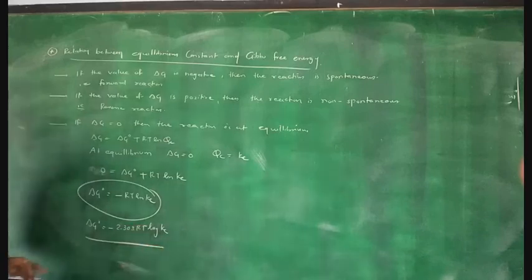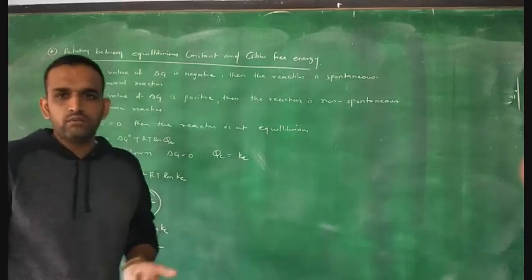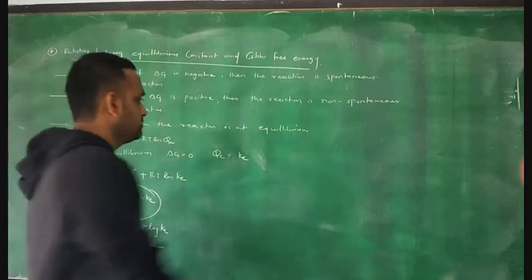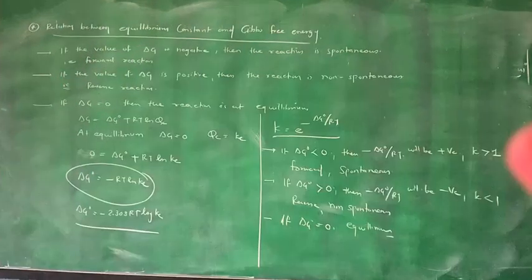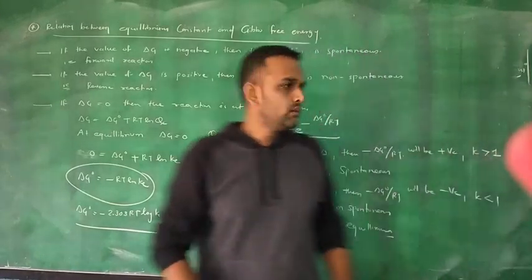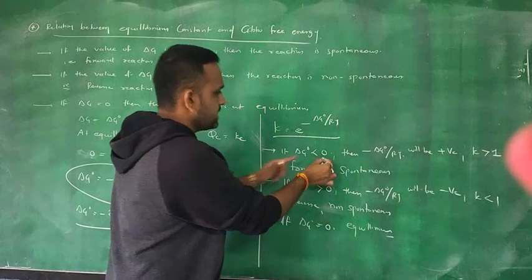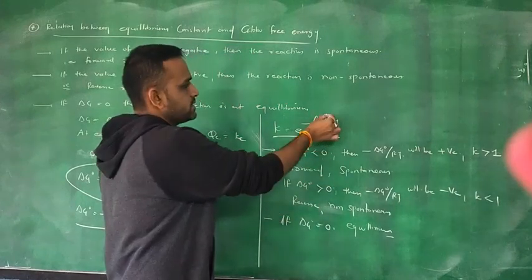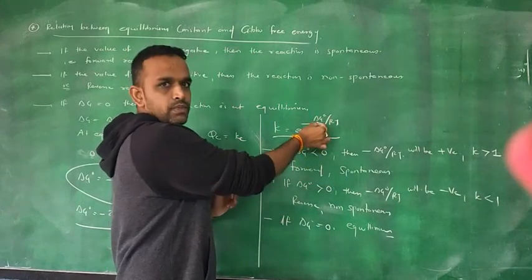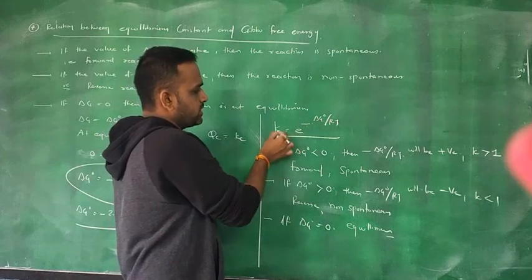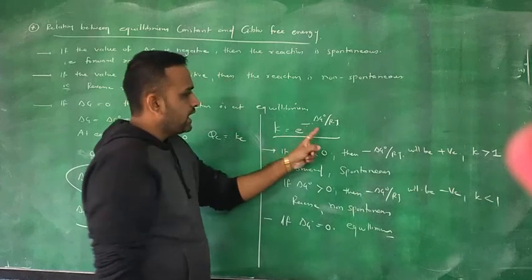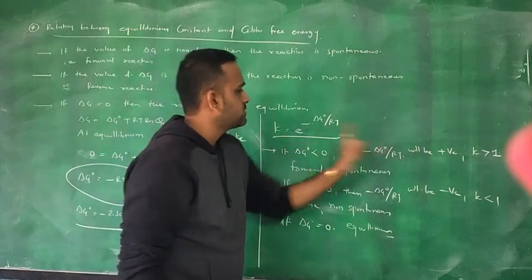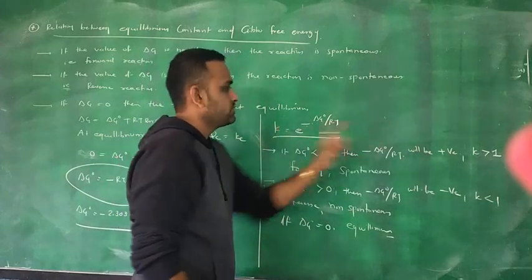Understand? Now, if I want to write this equation by taking the anti-logarithm, then, okay. Now see here that if delta G0 is less than 0, means negative, then minus of negative will be positive. So the K will be greater than 1. And then we can also say that this term will be positive, so this will be greater than 1.